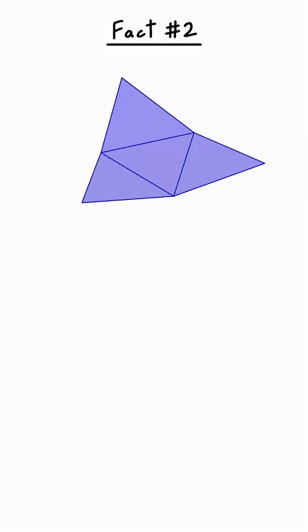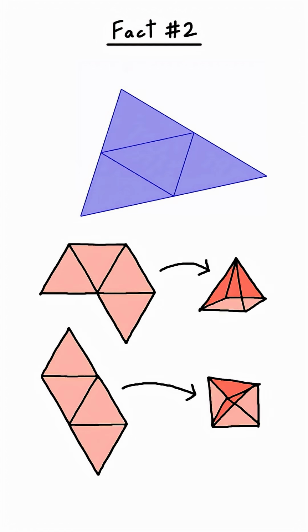Second fact, a cube has multiple different nets that can fold up into a cube, but tetrahedrons only have this one net. These other nets end up forming different shapes.